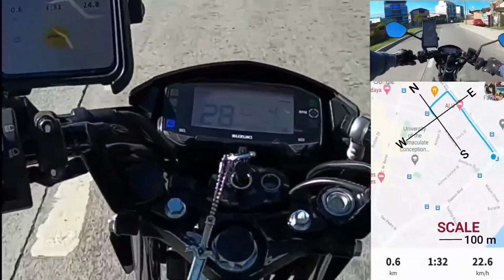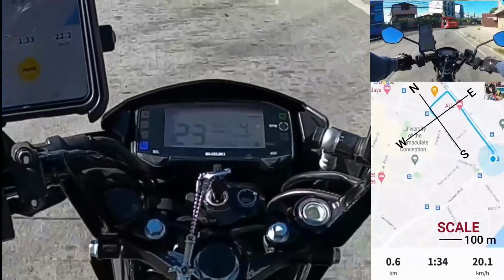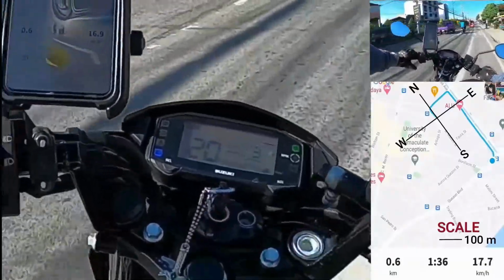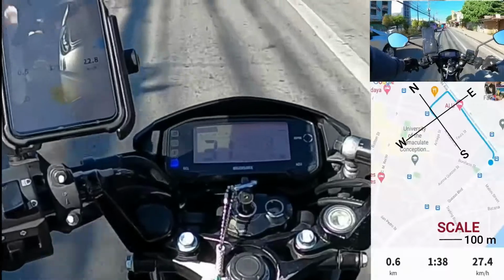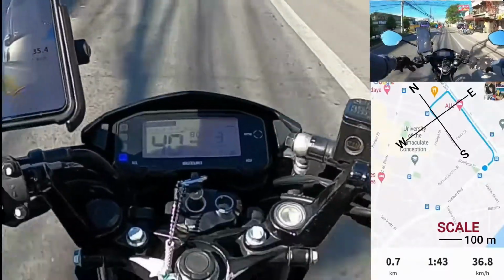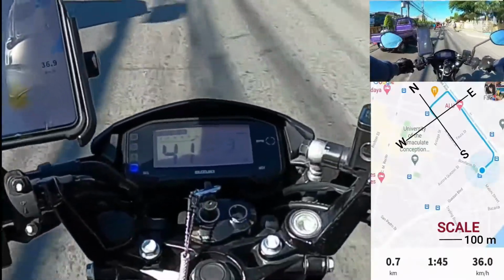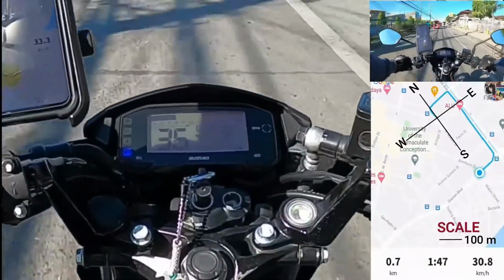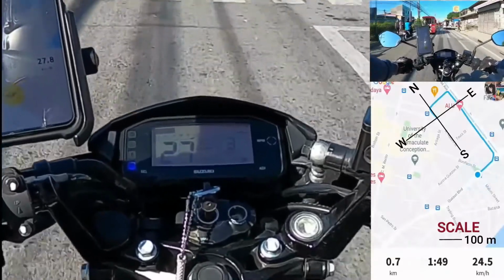Okay? Now, if you notice, there is a difference between the reading on my speedometer and on the Google Map. You might be confused why the readings of the speedometer and the Google Map are different. That is scale error, so you can't be sure whether the speedometer or the GPS is more accurate.